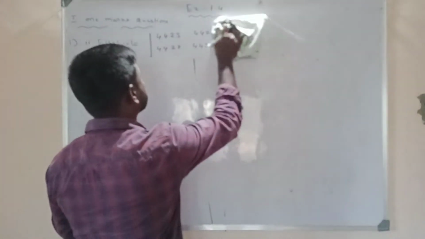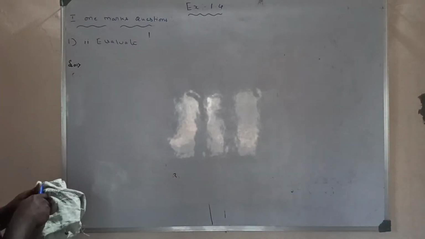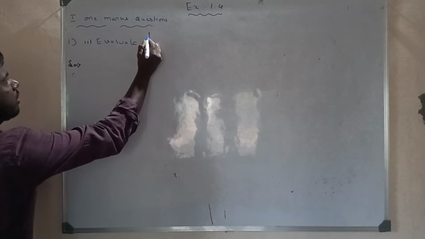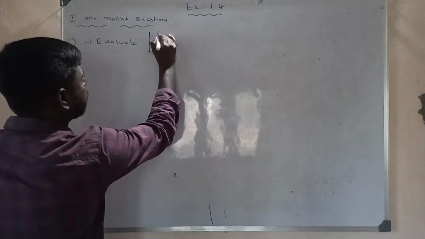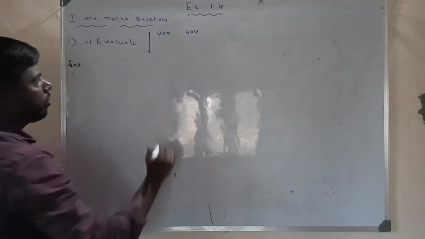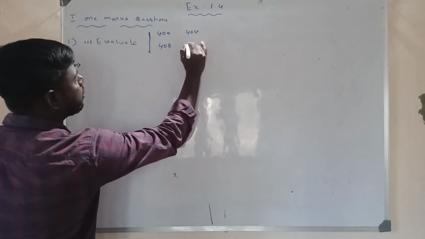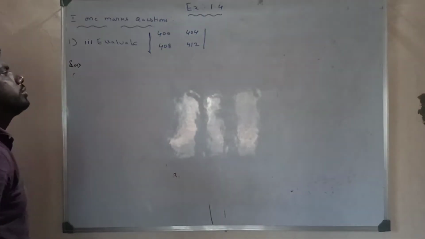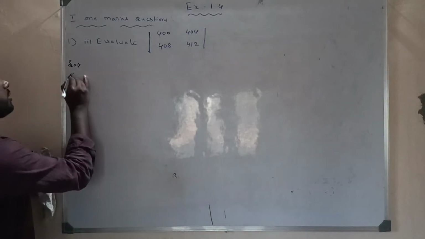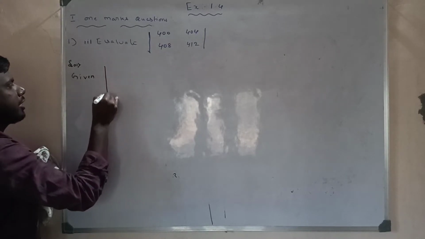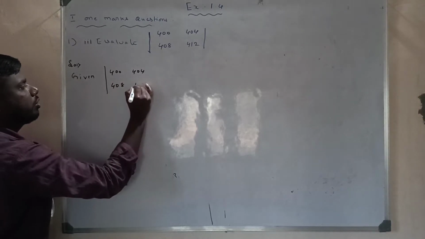See here, students, the third question. Very easy, and very important for the final examination. This type of question is important. See the third question: evaluate 400, 404, 408, 412. This question also asks for the determinant value. So the solution: determinant of 400, 404, 408, 412.